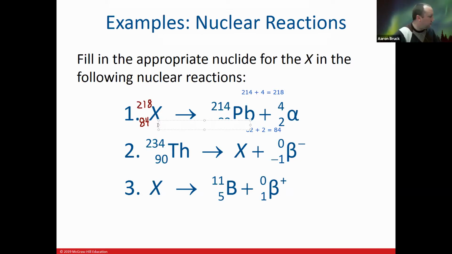And so now I need to consult my periodic table. My periodic table tells me that element number 84 is none other than polonium, Po. So X is polonium. If I wanted to rewrite the whole thing, I could give 218 as my mass number, 84 as my atomic number, and this would be the element Po, polonium.